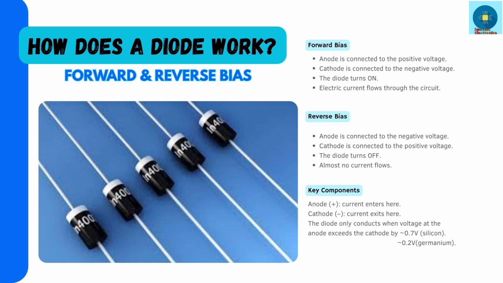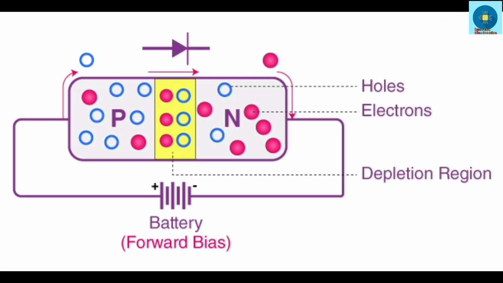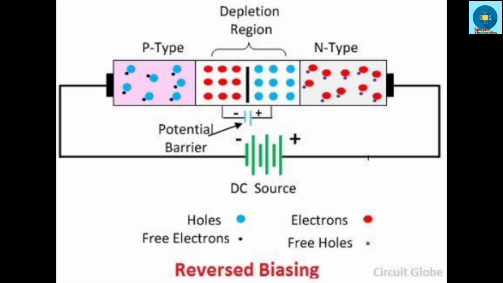Now let's understand the working principle. A diode has two operating conditions. The first one is forward bias. When the positive terminal of the battery is connected to the anode and the negative terminal is connected to the cathode, the diode turns on and current flows. This is called forward bias. And the second condition is reverse bias. When we reverse the battery connection, the diode blocks the current. So a diode behaves like an automatic one-way switch.